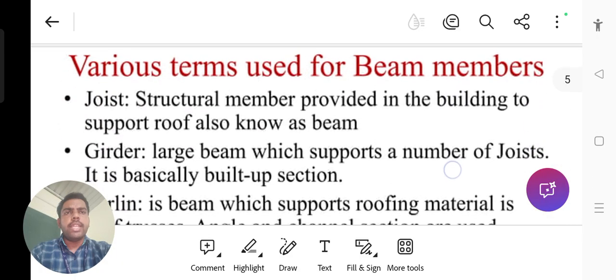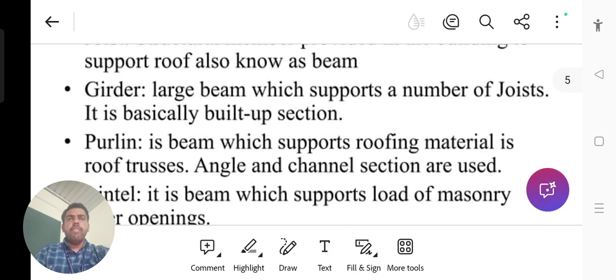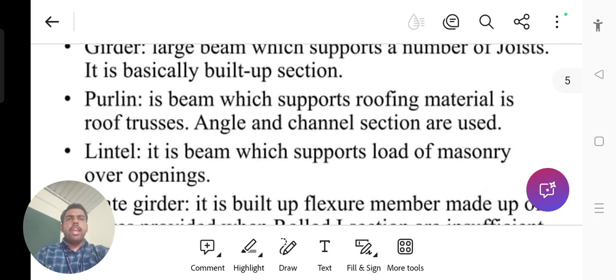Now the various terms used for beam members, first of all joist. What is the meaning of joist? A structural member provided in a building to support the roof. It is also known as a beam. It is one structural member provided to support a roof. And what is a girder? It is a large beam which supports a number of joists. It is basically a built-up section. And purlin means it is also a beam and supports the roofing material of the truss. Angle and channel sections are used for these purlins.